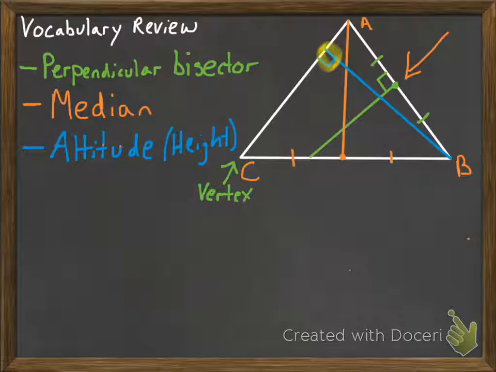The median is not a 90. If you look at this line, there is no 90-degree on it, so please don't get that mixed up with perpendicular or altitude. Altitude has a 90, perpendicular has a 90, median does not.